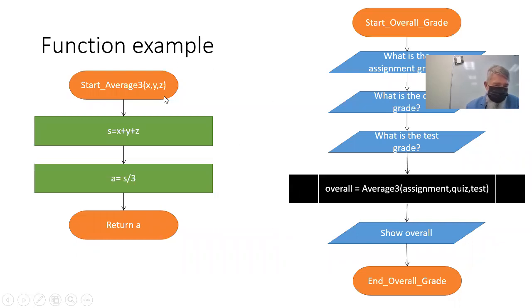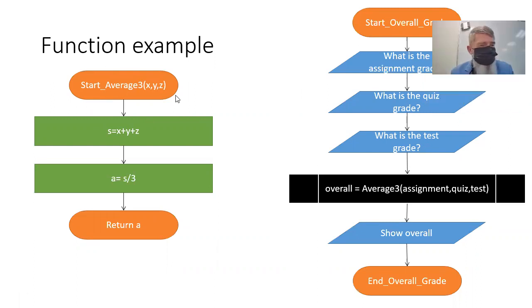And so there we are. We've replaced those 2 green things with this black thing and said, this is a function. Somewhere else, we went and wrote the function. What the function does is take in 3 parameters. Here we've renamed them, because over here they were assignment, quiz, and test, and we've renamed them to be X, Y, and Z. And what do we do with X, Y, and Z? We just add them together, then we divide by 3, and we return the result.